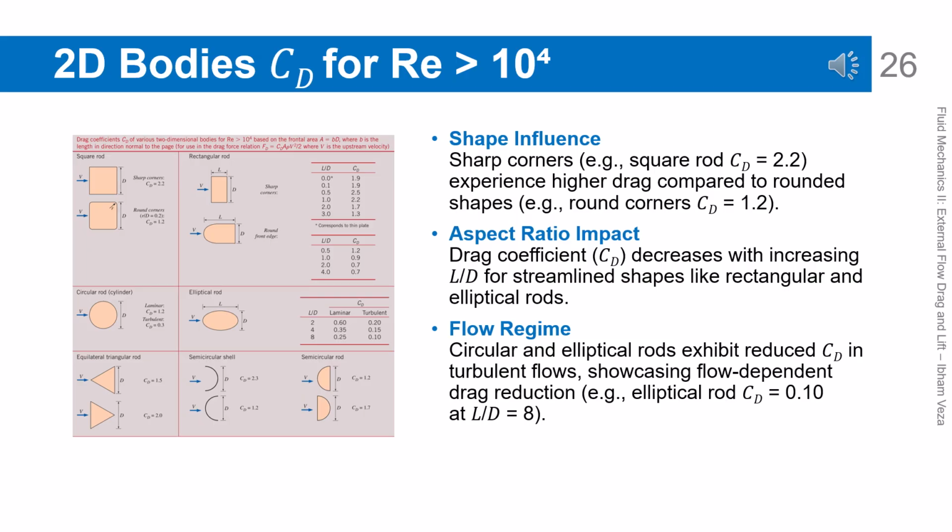In turbulent flow, circular and elliptical rods show a significant reduction in CD. This shows that both shape and flow regime influence the magnitude of drag. This table is very useful as a practical reference in engineering design.